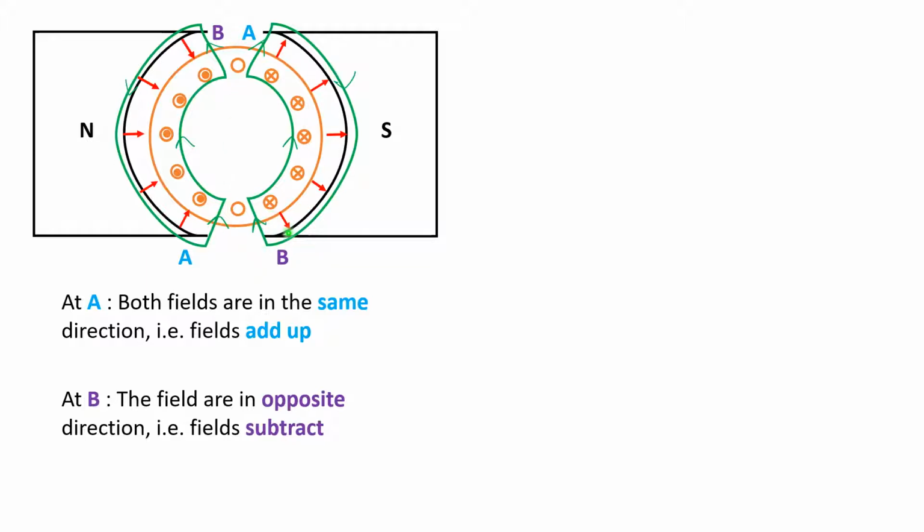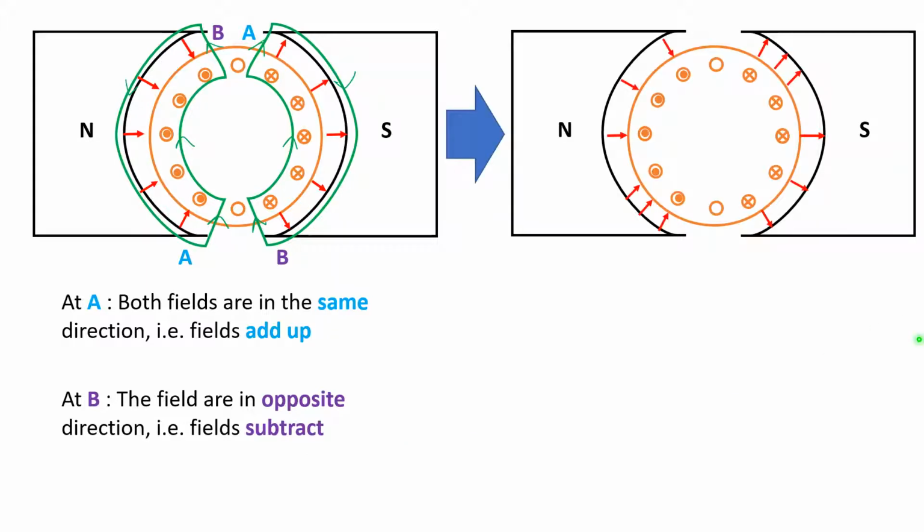This also happens at the bottom right side. When the fields are in opposite direction, the fields tend to subtract. Now, what does this cause? The original magnetic field, which was previously very symmetrical along the vertical axis, has some more closely put arrows or close magnetic fields or more magnetic fields on the top right and the bottom left due to the fields adding up, and more sparse or less magnetic fields on the bottom right and the top left.